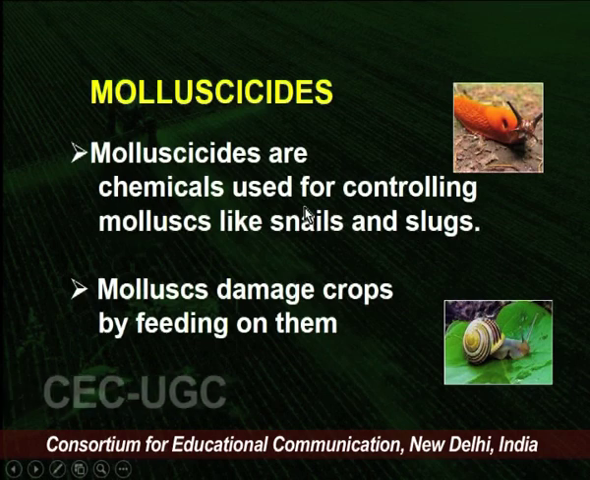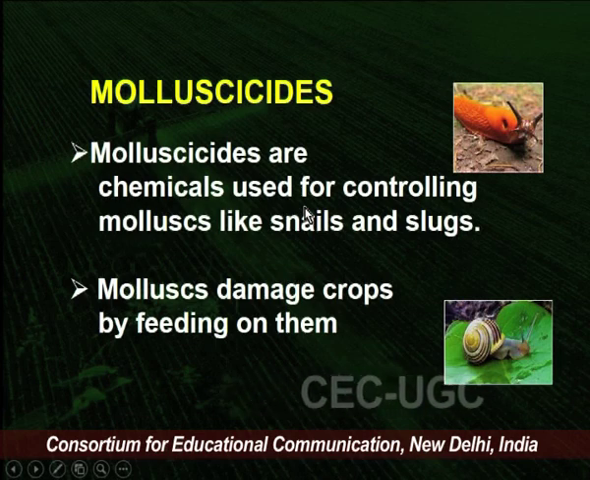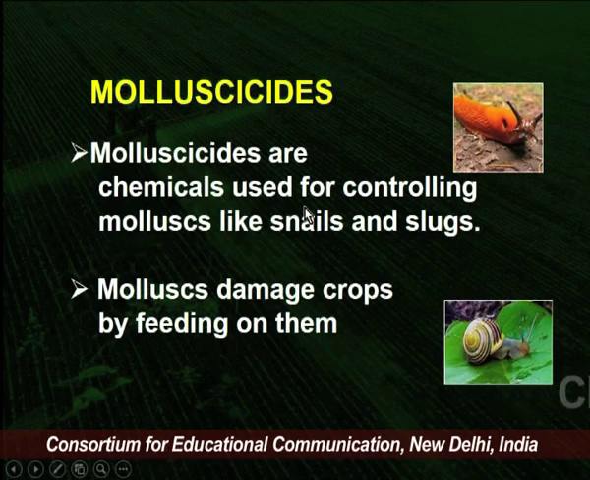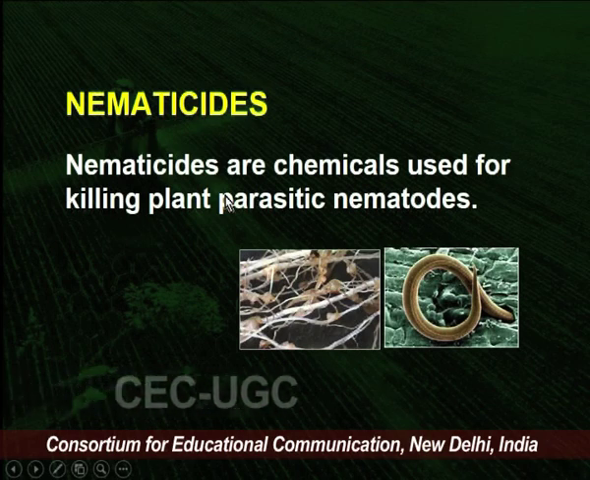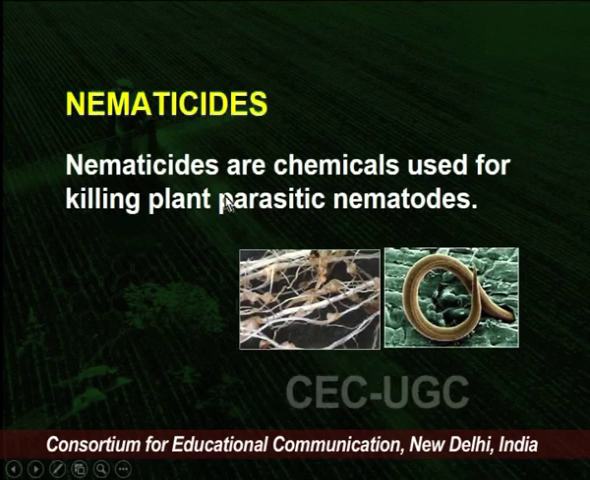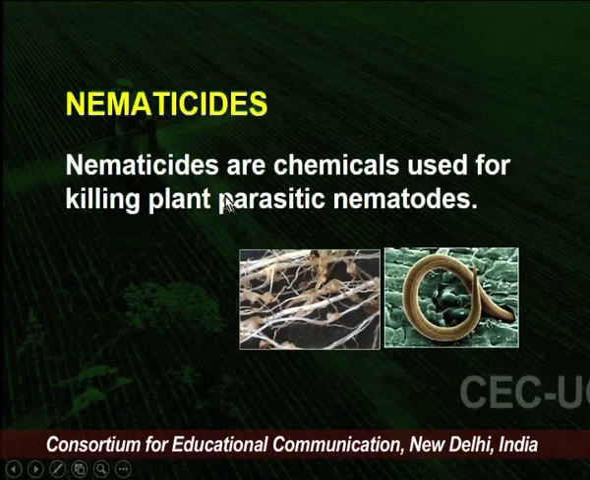Now, molluscicides are the chemicals used for controlling mollusks like snails and slugs. Mollusks damage the crop by feeding on them. Next is nematicides. Nematicides are the chemicals used for killing plant parasitic nematodes. Nematodes are very tiny species, of the order of 0.2 millimeter to 3 millimeter, hardly. Mostly they are in soils and they destroy the plants or crops.